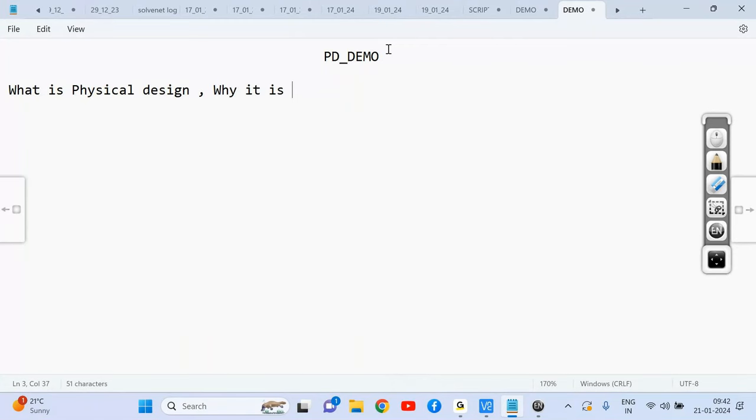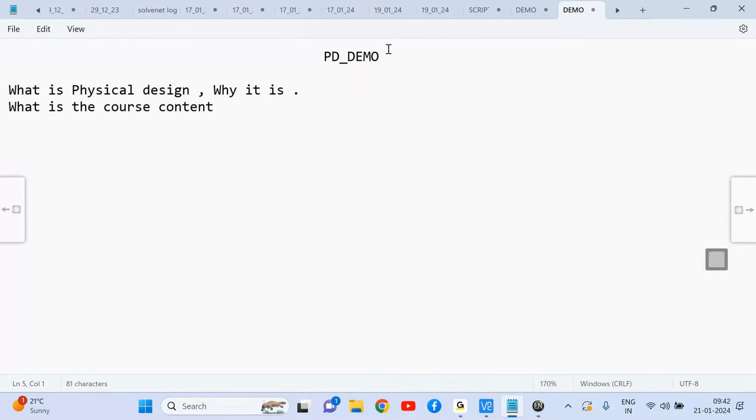Why it is. What is the course content? The duration of the course, how much duration, right? And the fees and all the admin we will discuss, right? This is the main thing we are going to discuss today in this demo session, right?